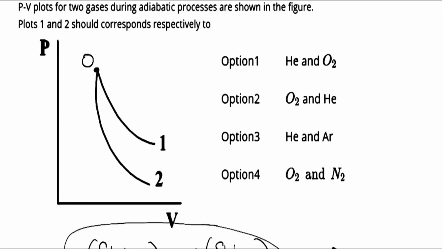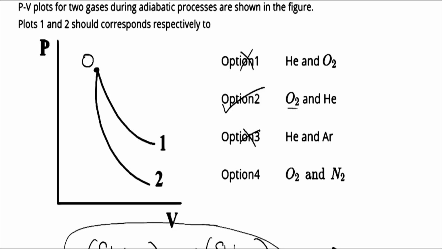Therefore, if we look at the options, option 1 says that process 1 is helium, which is monatomic, and process 2 is for oxygen, which is diatomic. That is incorrect. Option 2 says that process 1 is for diatomic, that is oxygen, and process 2 is for helium, which is a monatomic gas. This is the correct answer.